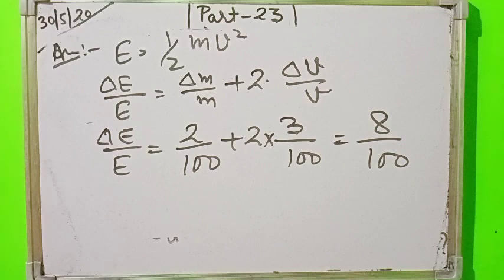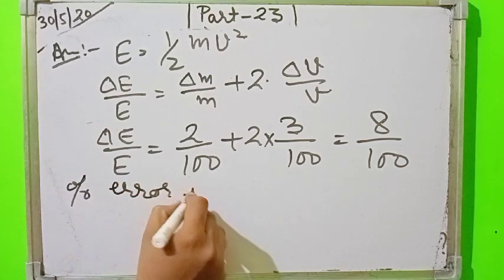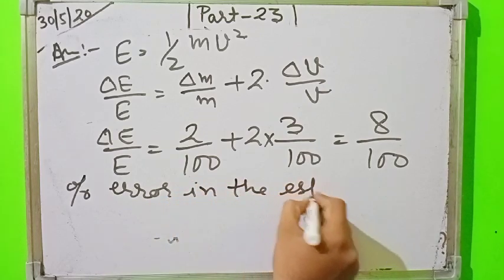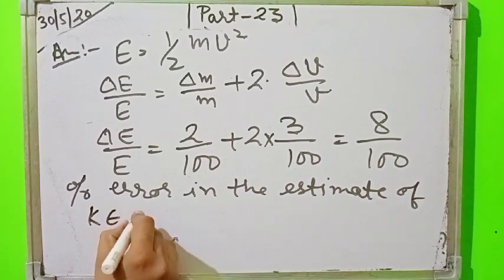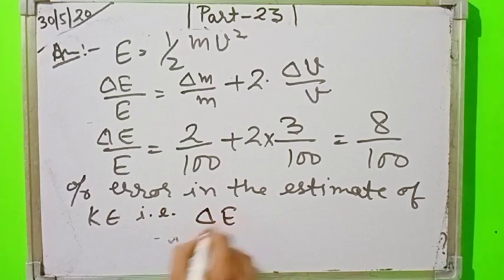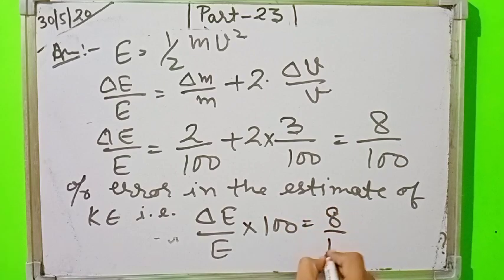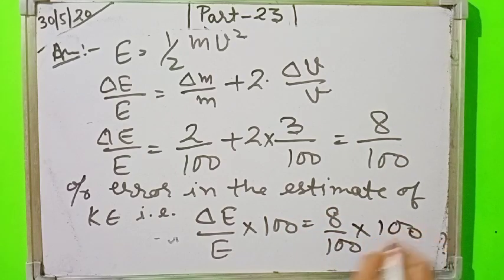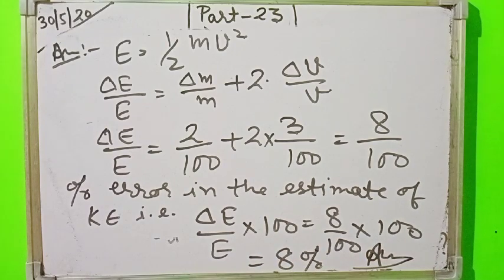And if this relative error is multiplied by 100, then we will get the percentage error. So percentage error in the estimate of kinetic energy, that is del E upon E into 100, is equal to 8 upon 100 into 100, and it is equal to 8%. This is the percentage error in the measurement of kinetic energy.